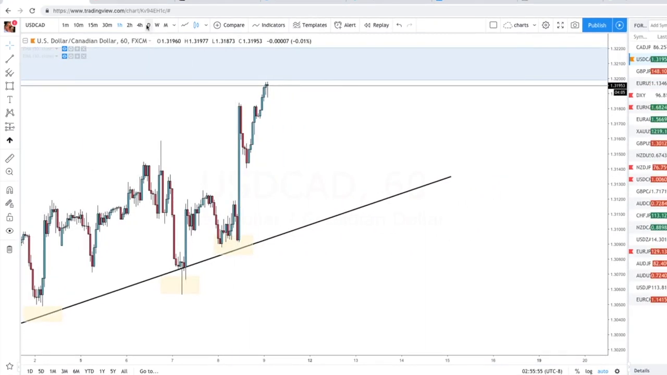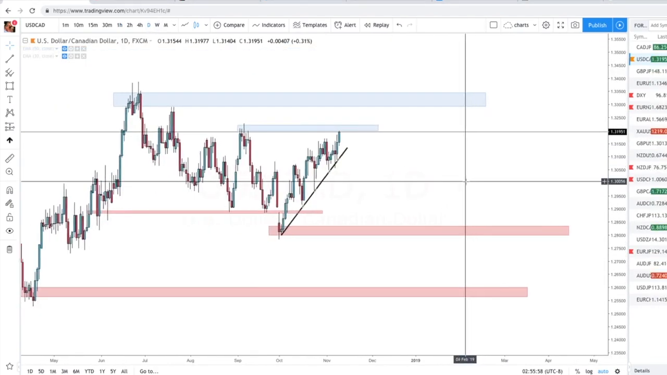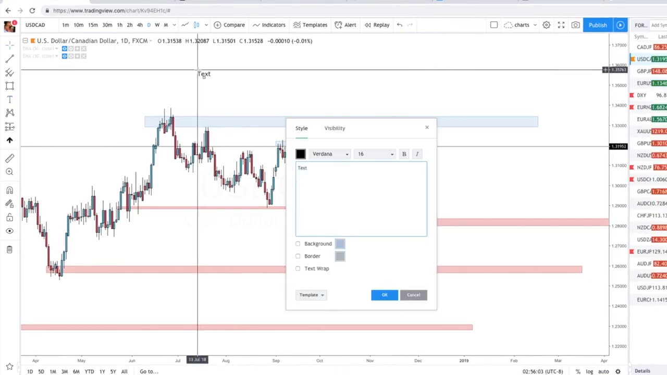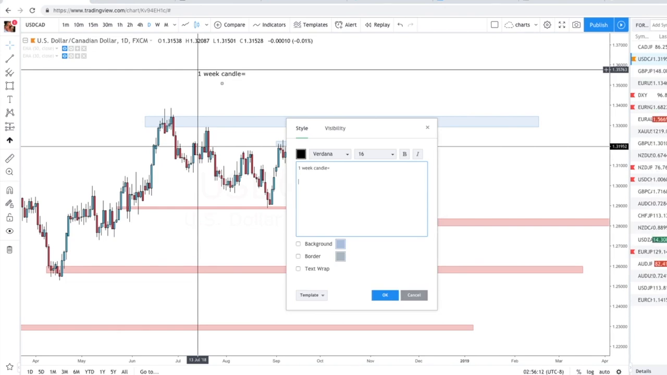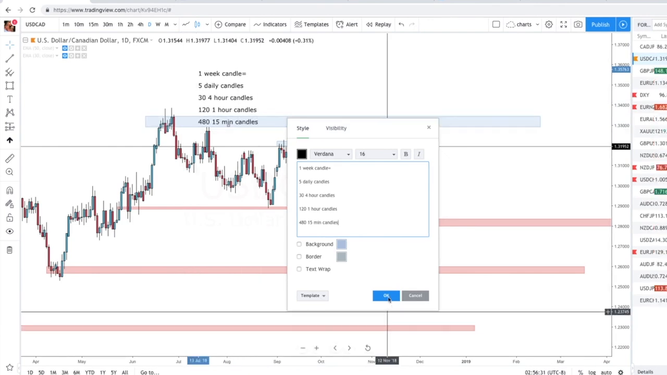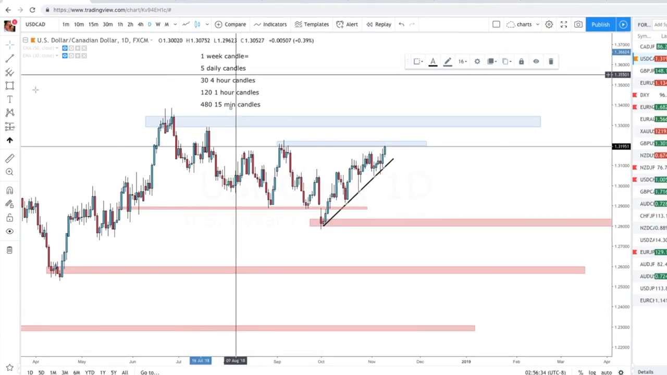So I want to just show you something. I want you to write this down. So a 1 week candle has 5 daily candles, 34-hour candles, 121-hour candles, and 480 15-minute candles. So write that down.